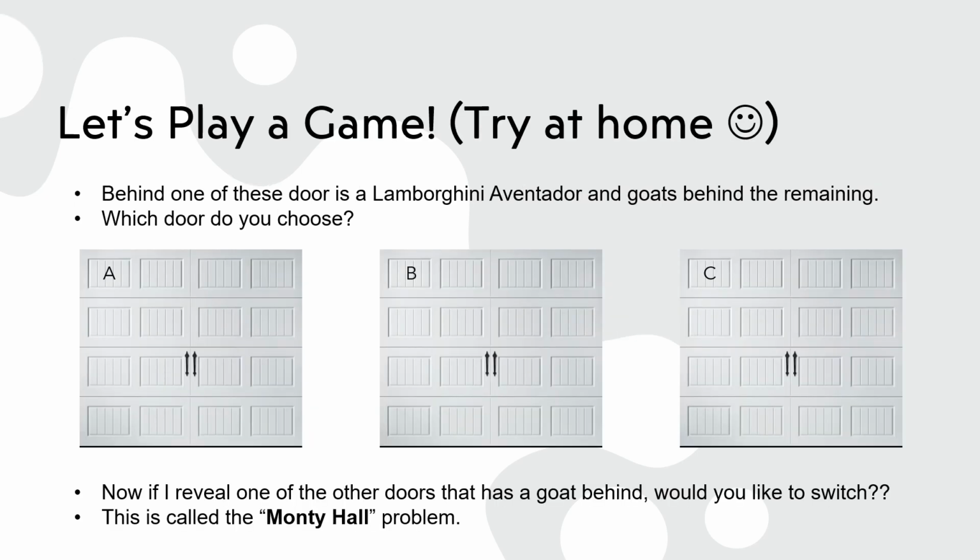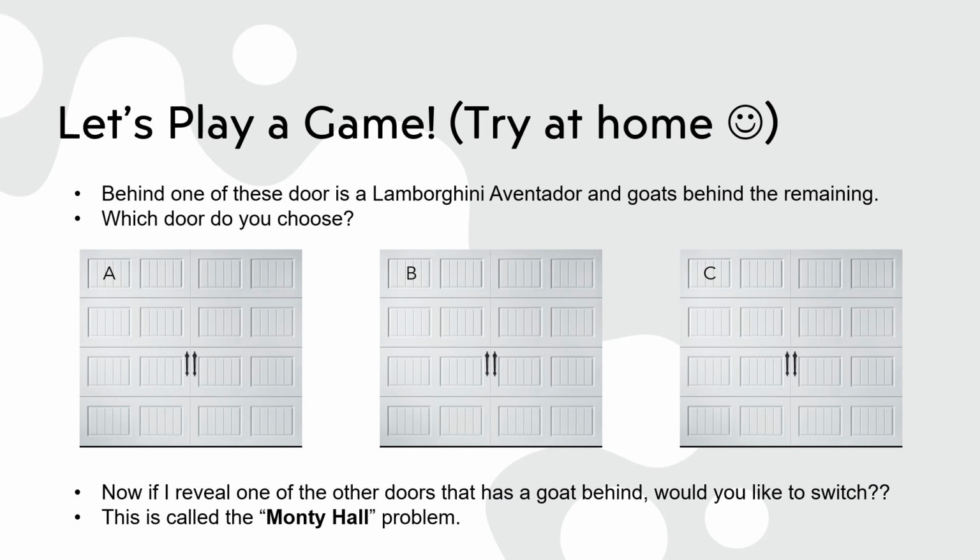You can pause the video here to take a moment and try this game. There are 3 doors. Behind one door is a Lamborghini Aventador, the prize. Behind the other 2 doors are goats. You choose one door, say door 1. At this point, the chance of the Lamborghini being behind door 1 is 1/3, and the chance it is behind one of the other 2 doors is 2/3.